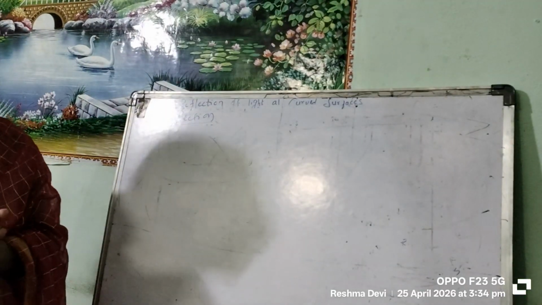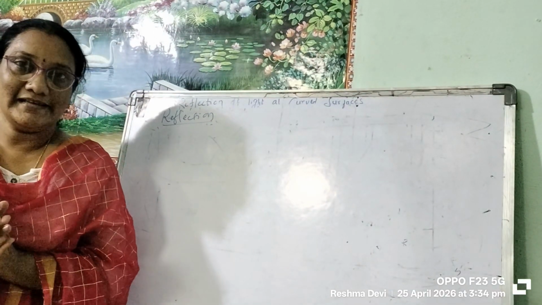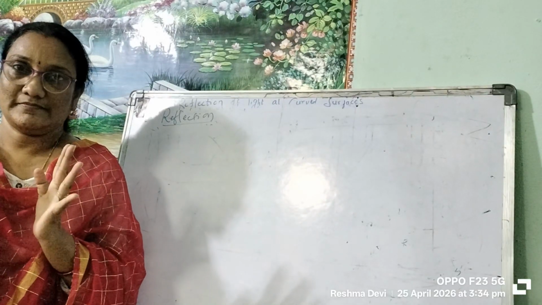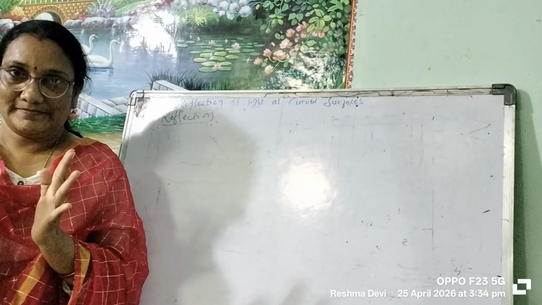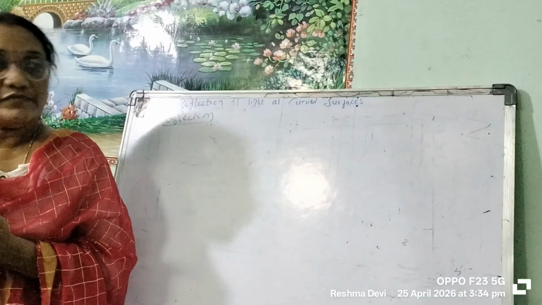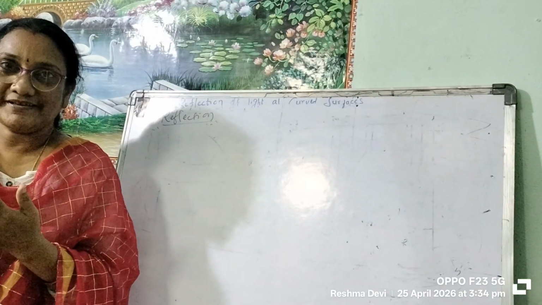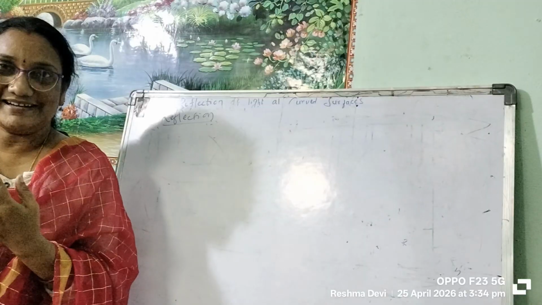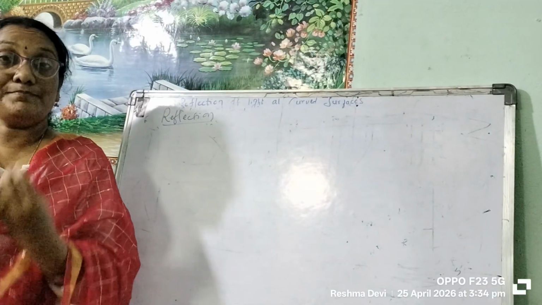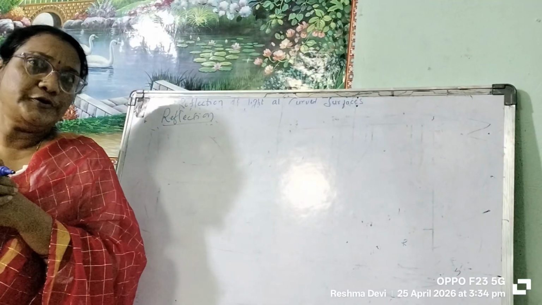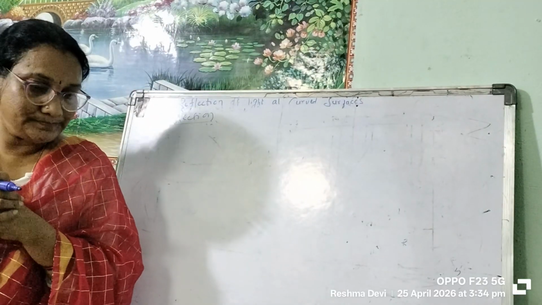Now, I said that the best example for reflection is the plane mirror only. Plane mirror, the best example. When you go to barber shops and shopping malls, you will see a number of mirrors and you will see your multiple images in that mirror. Do you know how the image will form?